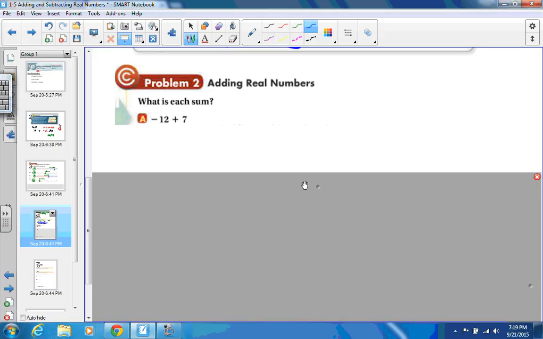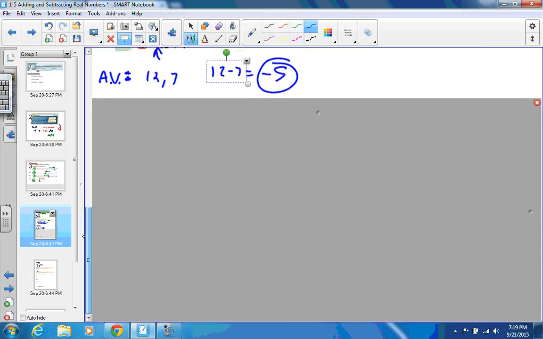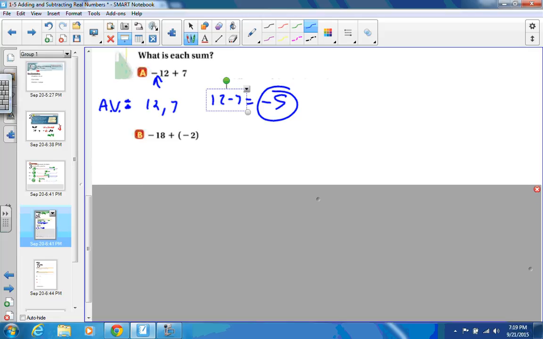All right, so the absolute values would be 12 and 7. So the difference between 12 and 7 is 5. But since we have a negative with a bigger number, we have to have a negative answer. Okay, so negative 12 plus 7 is negative 5. Let's try the next one.